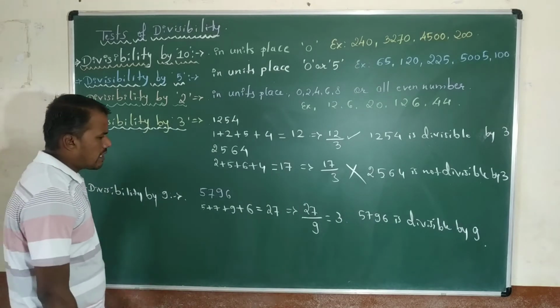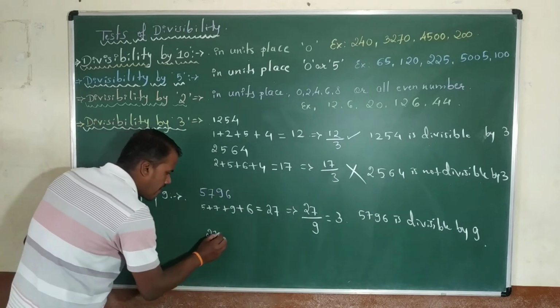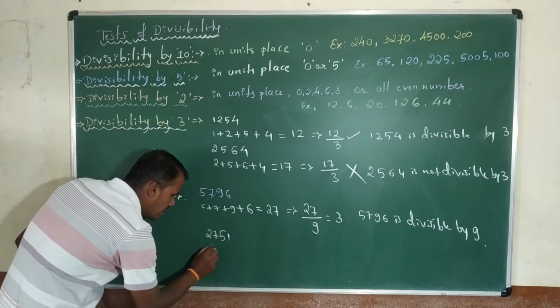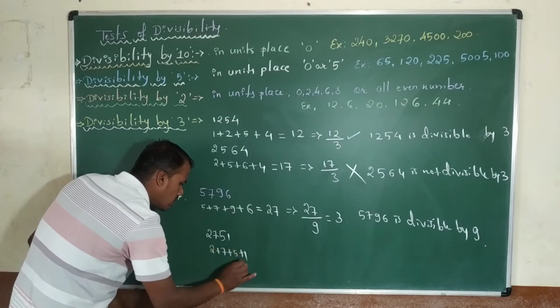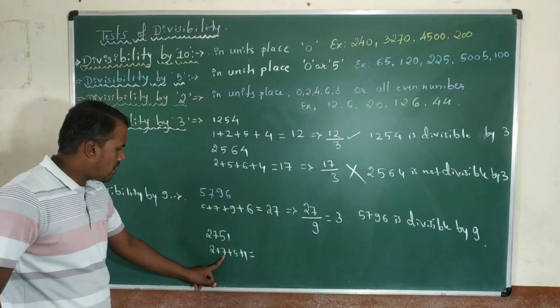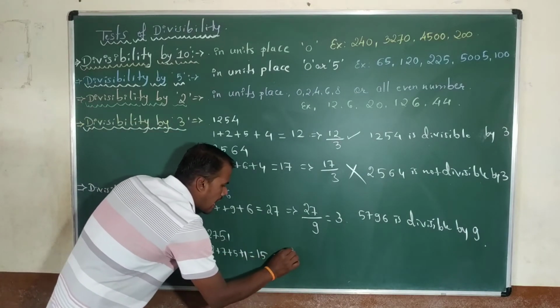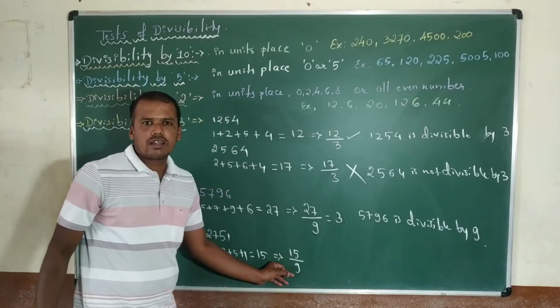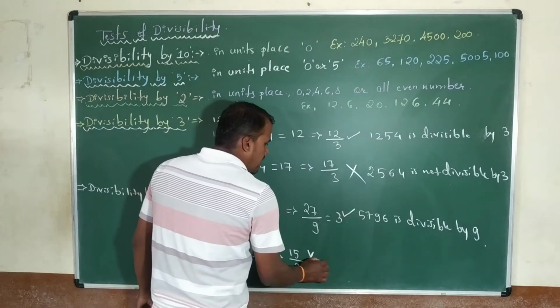One more example we take here. 2,751. Check it. Add 2 plus 7 plus 5 plus 1: 2 plus 7 is 9, 9 plus 1 is 10, 10 plus 5 is 15. Here 15 divided by 9 is not possible. The remainder comes, so it is not divisible.